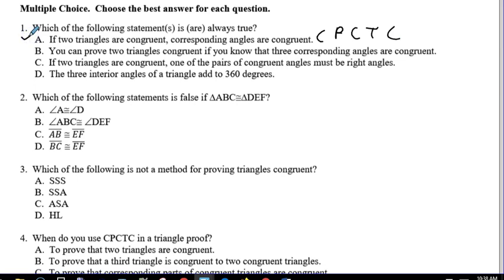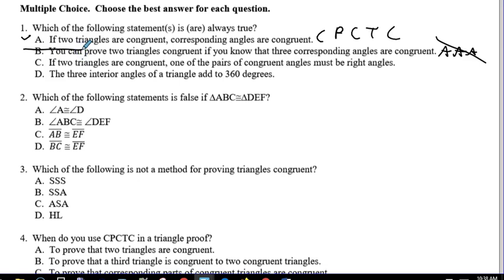You can prove two triangles congruent if you know all three angles are congruent. Well, that would be AAA. And we've talked about how that is not a rule we can use. AAA just means they are like each other, but not necessarily the same size. So we talk about a scale model. A scale model is the exact same thing, just shrunk. So we cannot use AAA, so that's out.